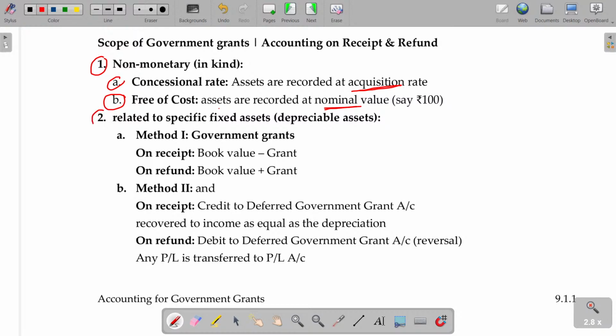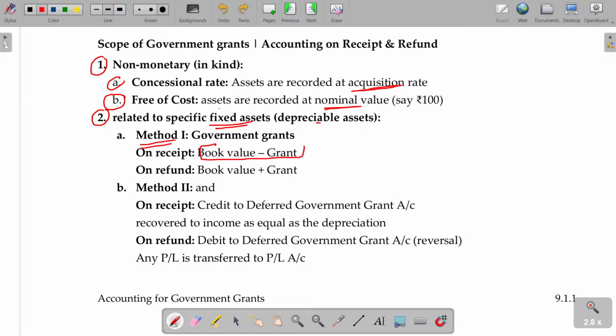If you are getting a subsidy related to a fixed asset, then the asset could be depreciable or non-depreciable. In case of depreciable assets, we have two methods. What happens in the first method? You can subtract the grant from your book value. What is the second method? It may be shown separately as deferred government grants in the liabilities. In the first method, the cost of the asset being 100, government grants being 40, leaves 60, and the life being 5 years means depreciation being 12.